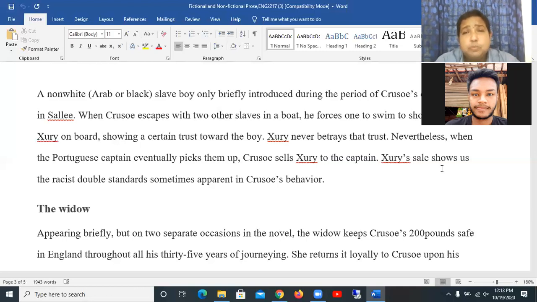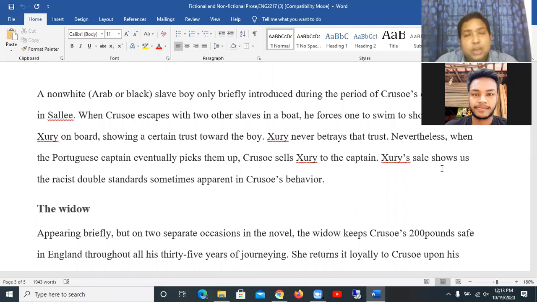So he is briefly introduced to us. His character is not flourished like the other characters. So Crusoe met him in Saleh, the Moroccan port of Saleh. When Crusoe escapes with two other slaves in a boat, he forces one to swim to shore but keeps Yuri on board. So let me tell some background, how Crusoe was dominant over Yuri, or how he got Yuri with him.